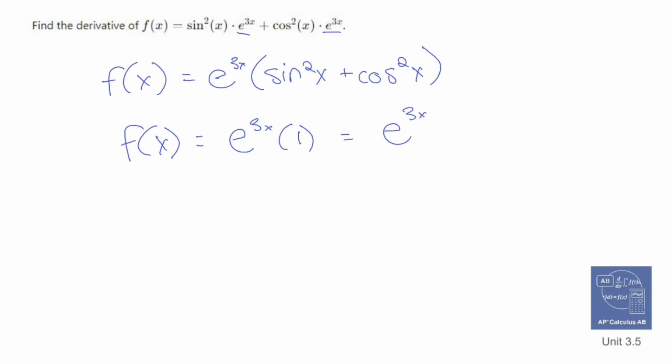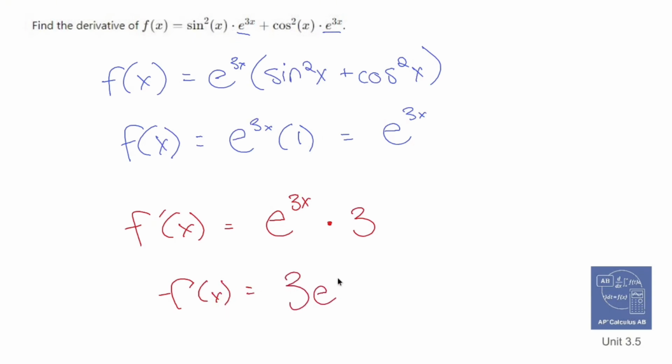So taking the derivative is just chain rule. The derivative of the outside stuff is just still e. Keep the inside stuff, but multiply everything by the derivative of the inside stuff. And then you end up with f prime of x equaling 3e to the 3x. Short and sweet. That's how you do it.